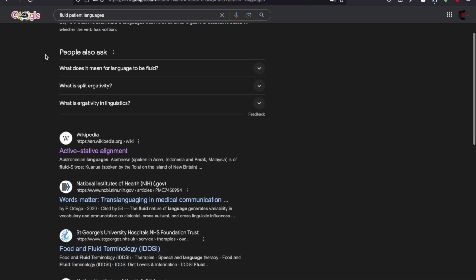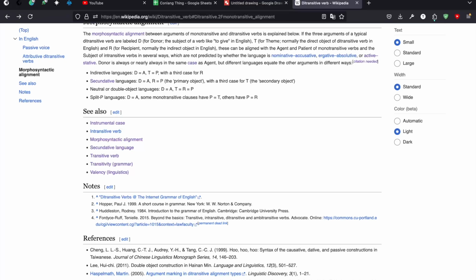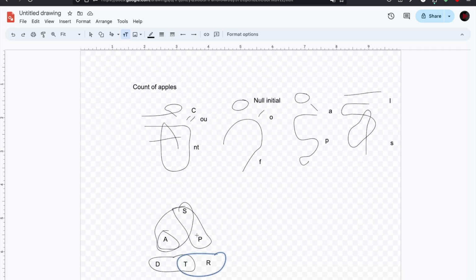Okay, whether the verb has volition. I could try to reason that an animacy distinction in this case wouldn't be split P, it would be split T, right? Split T alignment. Depending on whether the theme or the object has volition or not. Or whether it is capable of making decisions, or it is capable of being in a state of being. Like, for example, Mary ergative gave Jane absolutive. The rock absolutive.